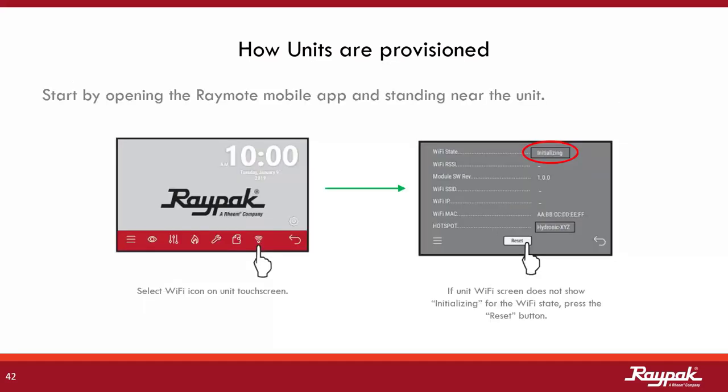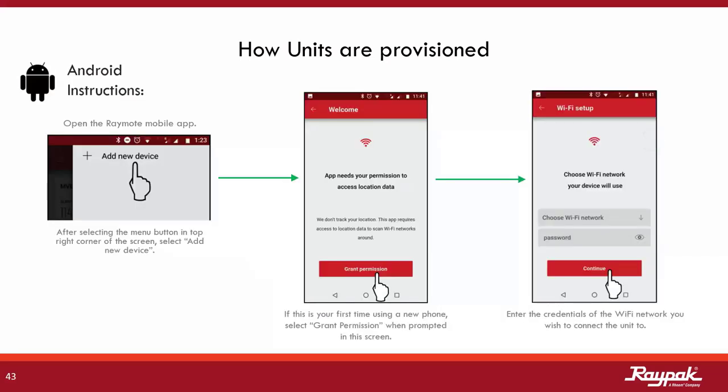So everything starts on the 7-inch screen or the 4.2-inch screen of our products. You have to go to menu, then press the Wi-Fi button. And if you don't see the initializing screen, you have to press reset. That will create a soft reboot and a factory reset of the Wi-Fi module so you can start the process again. On Android, the user experience changes a little bit from iPhone.